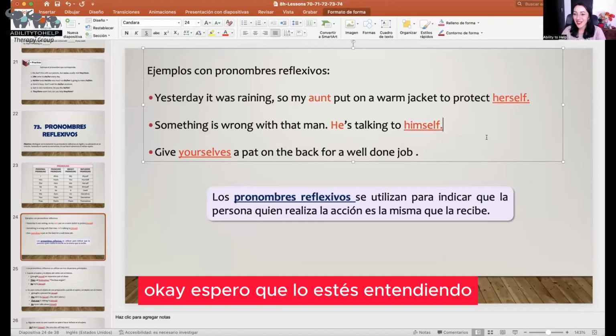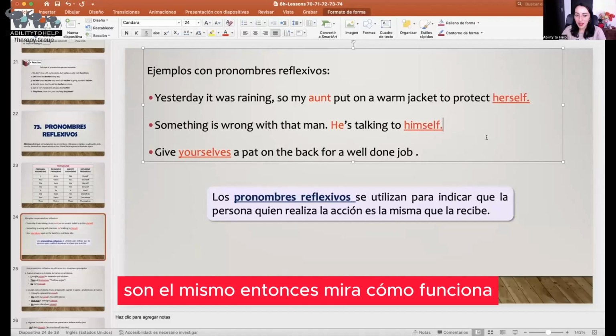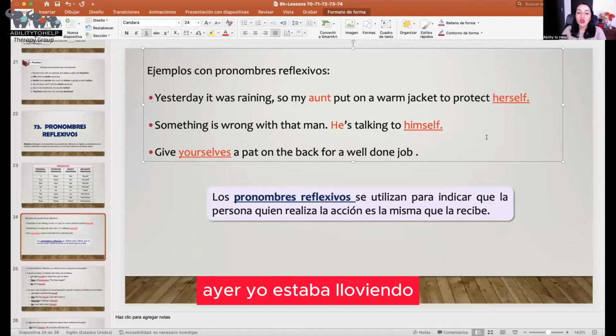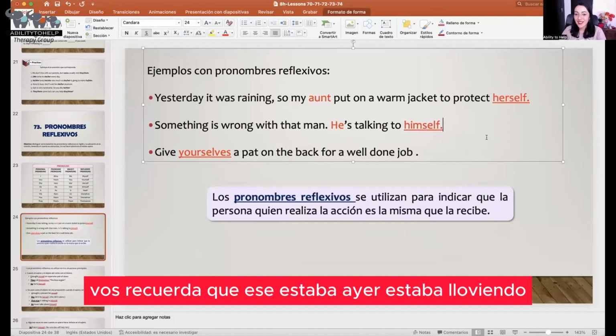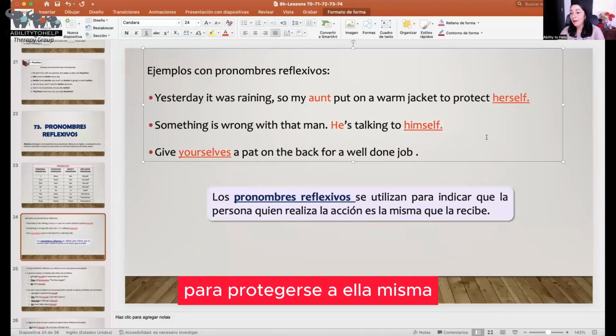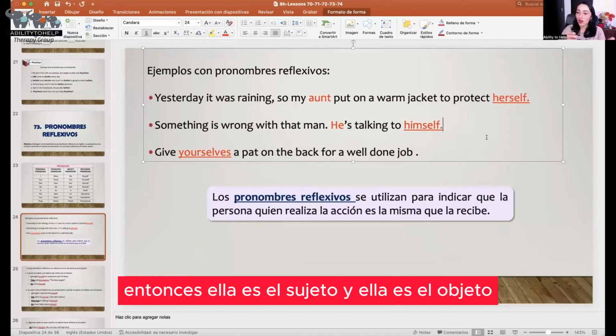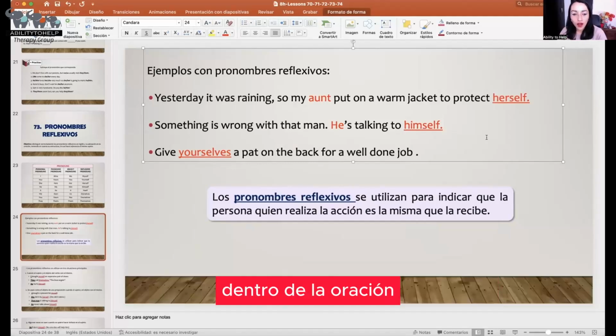Ok, espero que lo estés entendiendo. Te lo voy a explicar un poco en español. Recuerda, la instrucción es muy sencilla. Un pronombre reflexivo se utiliza cuando el sujeto y el objeto dentro de la oración son el mismo. Entonces, mira cómo funciona. Ayer estaba lloviendo. Was, recuerda que es estaba. Ayer estaba lloviendo, así que mi tía se puso una chaqueta caliente para protegerse a ella misma. O sea, ella es el sujeto, porque ella es quien se pone la chaqueta, pero es para protegerse a ella misma. Entonces, ella es el sujeto y ella es el objeto dentro de la oración.